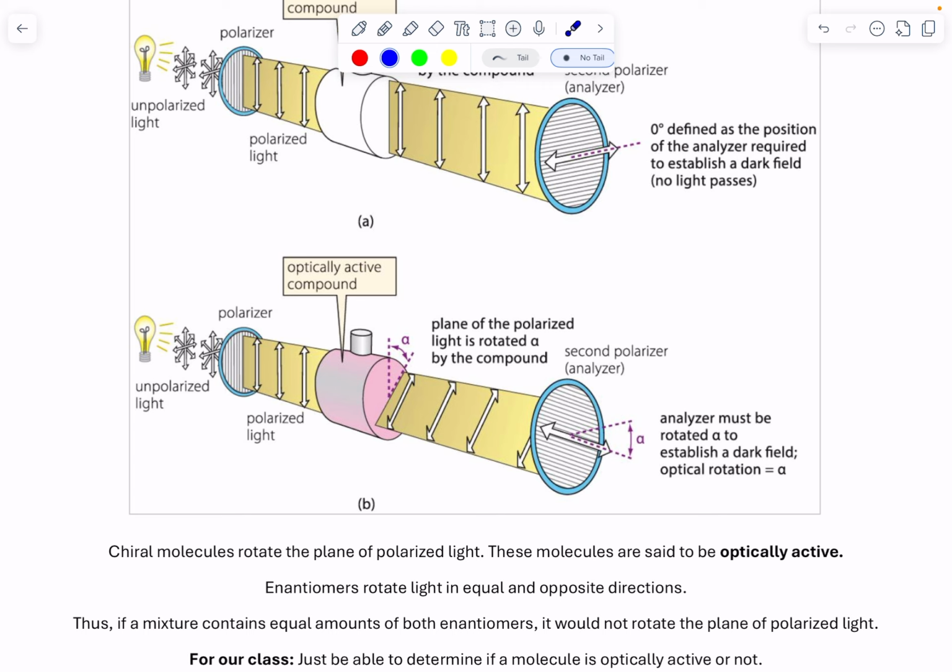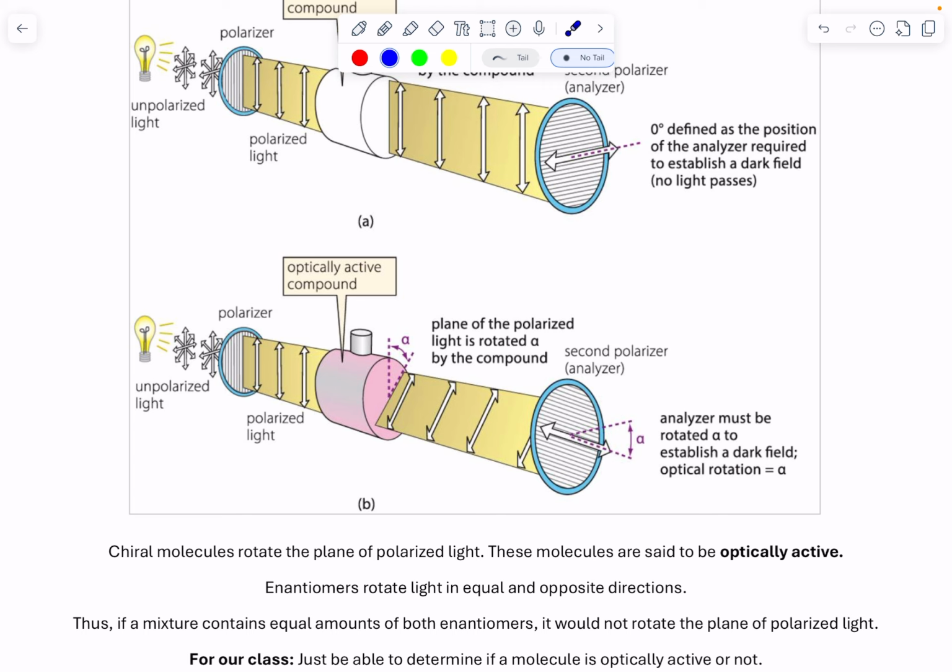This could be used, for example, to establish if a sample has enantiomeric purity. If you're looking for a sample that just has one enantiomer, or if it has an equal amount of both, then you'd be able to use how much that light rotates to determine if you have equal amounts, which means the light shouldn't rotate at all, or you have more of one enantiomer, that would rotate the light some.